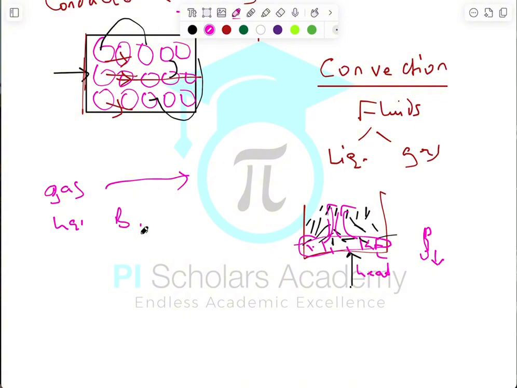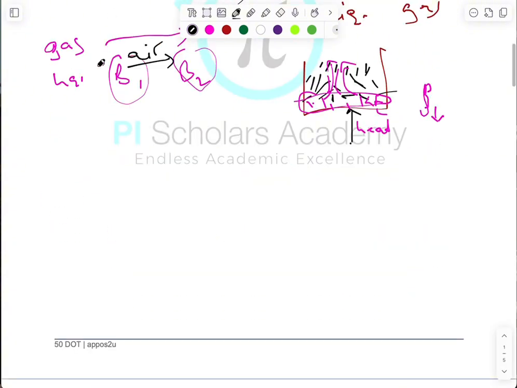So remember body B1 and body B2. If body B1 is hot and body B2 is feeling the heat of body B1 without them touching each other, then most likely what is carrying the heat is the air particles in that room. The air molecules in that room carry the heat from body B1 to body B2, and they do so by means of convection.